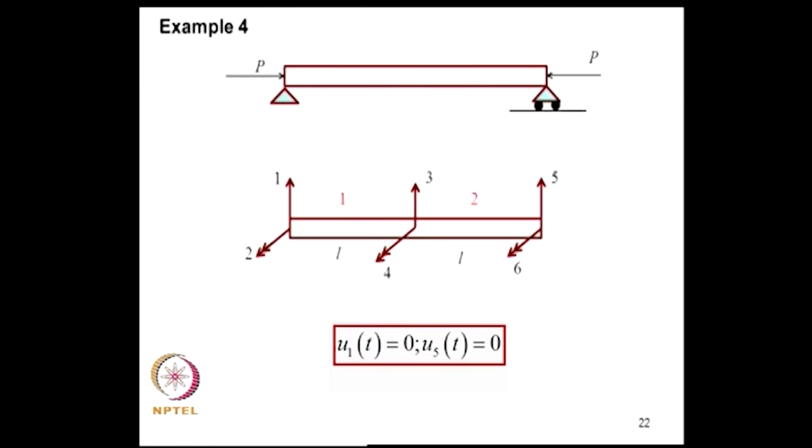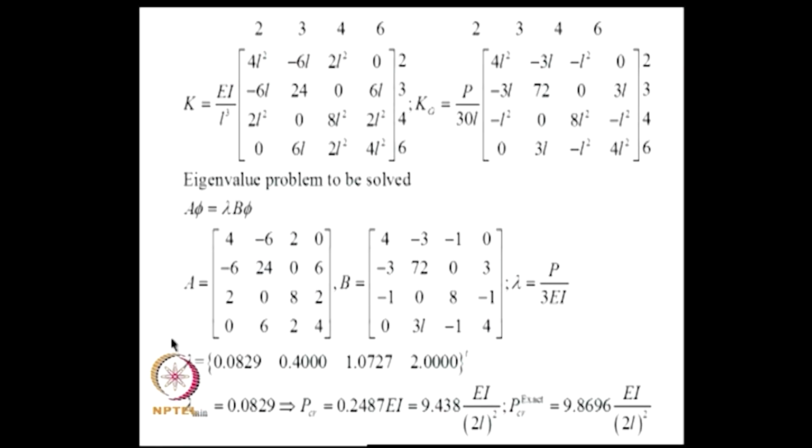Similarly, for a simply supported beam, if we now improve upon accuracy, the degrees of freedom will be U2, U3, U4 and U6. So 2, 3, 4, 6 are the degrees of freedom. Once we assemble the structure elastic stiffness matrix and geometric stiffness matrix, we get these 2 matrices, and hence the eigenvalue problem to be solved is now 4 by 4, because there are 4 degrees of freedom, and lambda is now this parameter P by 3 EI.